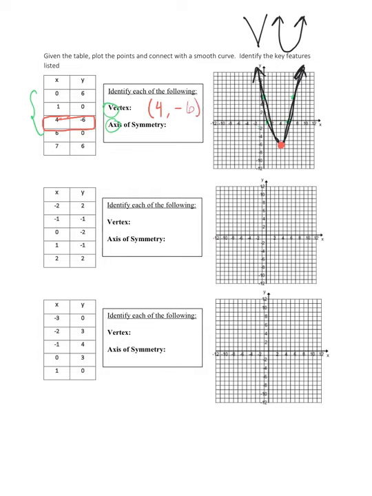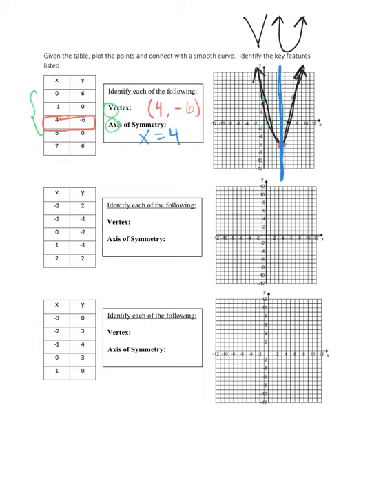Okay? Then we need to work on our axis of symmetry. Our axis of symmetry is the line that splits the parabola in half, or that is right in the middle of the vertex. Okay? So we go on the point of the vertex and draw a line up and down. In this case, my axis of symmetry is x equals 4. Okay, then we're going to go on and do the next one.